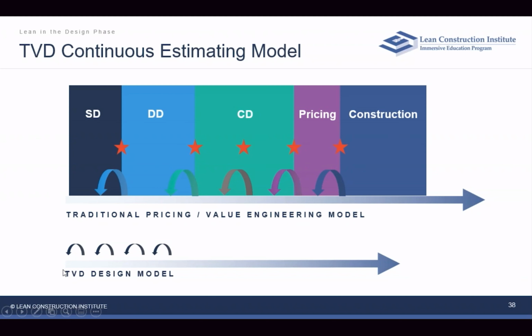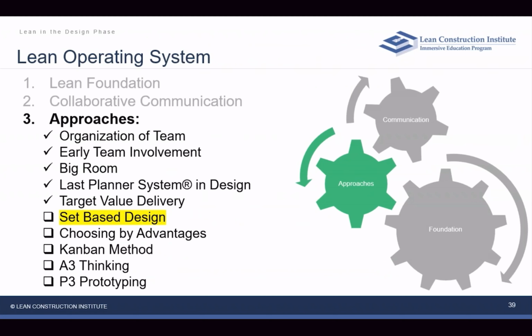In target value delivery, we're continually doing these iterations, and we're learning and we're adjusting and adapting and growing. So it's a different way of looking at it. So this is where we're at so far. We're going to head into set-based design and choosing by advantage next.